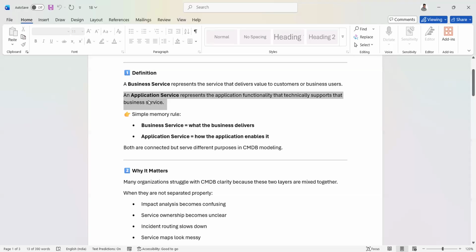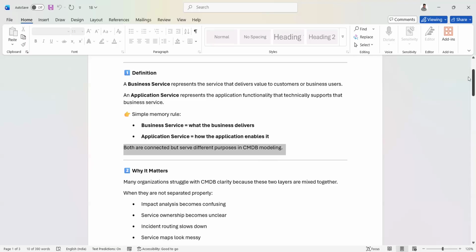So what is an application service? It is the application functionality that technically supports the business service. I hope you get it now. Simple rule: business service is what the business delivers, whereas application service is how the application enables it. Both of these are connected but serve different meanings in CMDB modeling.